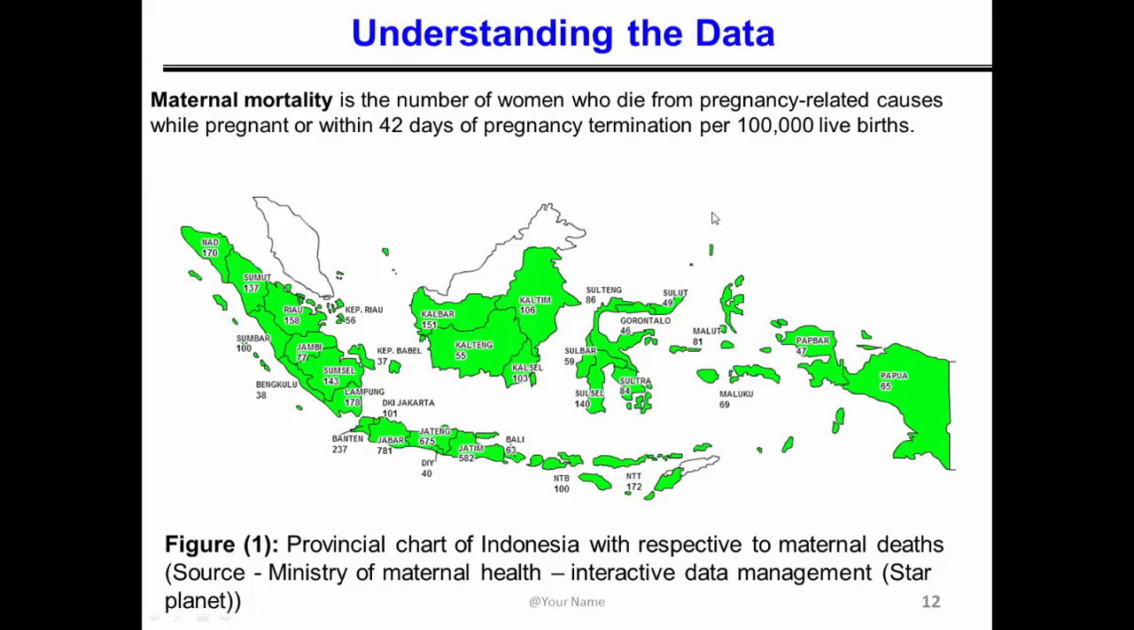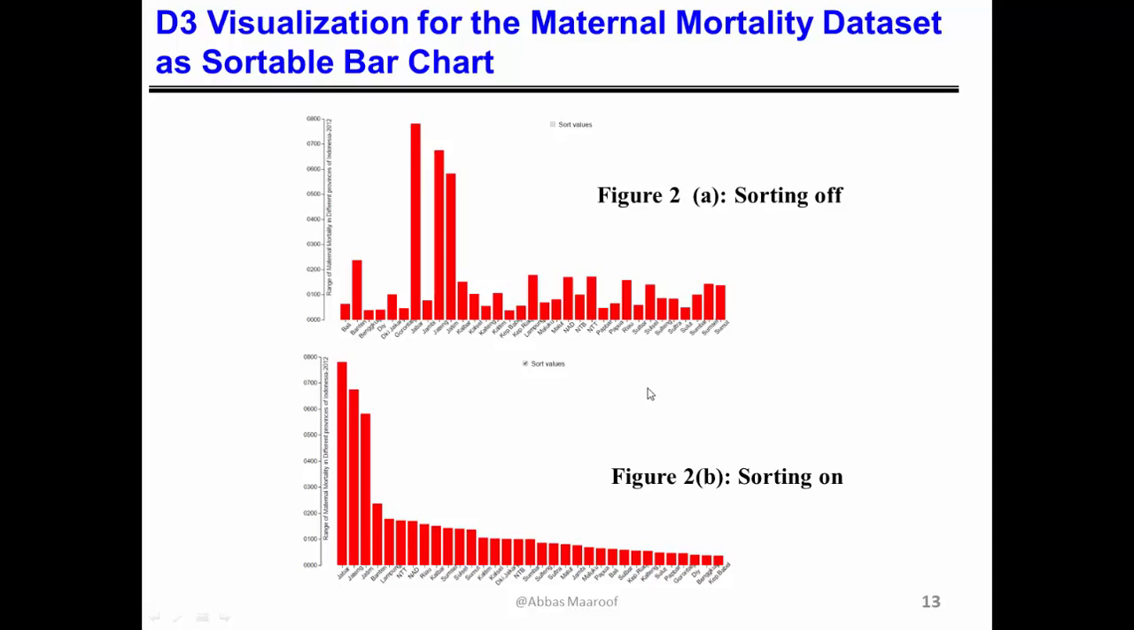Maternal mortality is the number of women who die from pregnancy-related causes while pregnant or within 42 days of pregnancy termination, per 100,000 live births. This map shows the provincial chart of Indonesia with respect to maternal death. For each province, you see the number mentioned here of how many women died in that year, which is 2012. To visualize this, we have the data in two columns, one for the province, one for the number of deaths of women.